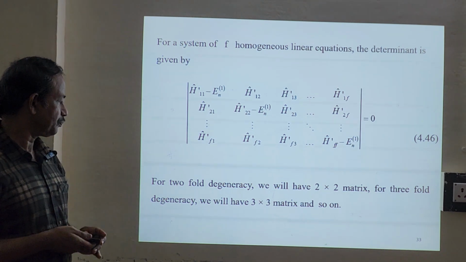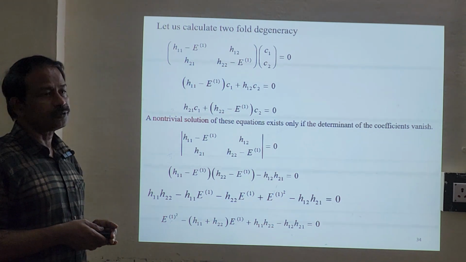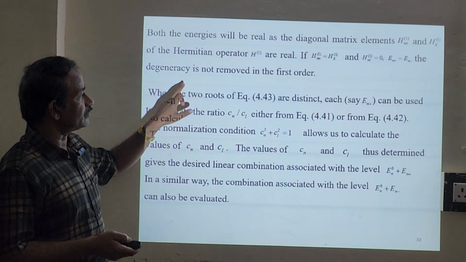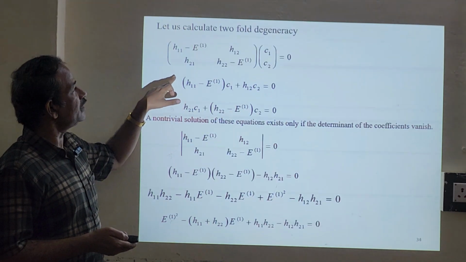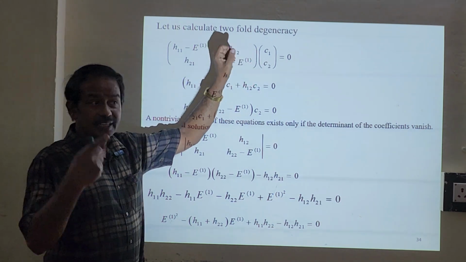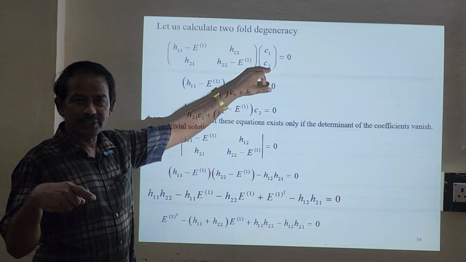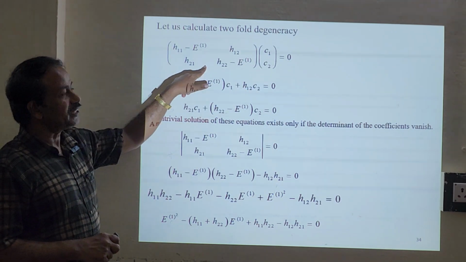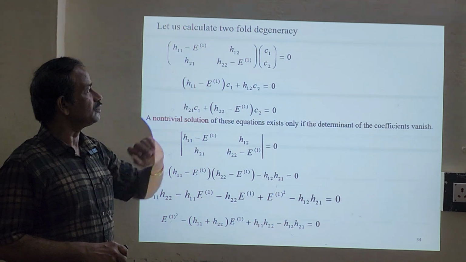Okay, so let us calculate the 2-fold degeneracy in detail. We have already seen this equation earlier. I have taken it exactly like this, but where it was Cn, Cl there, here we have written C1, C2. Both are the same, different coefficients. So this matrix we have taken from equation 4.43. We just solve this equation.